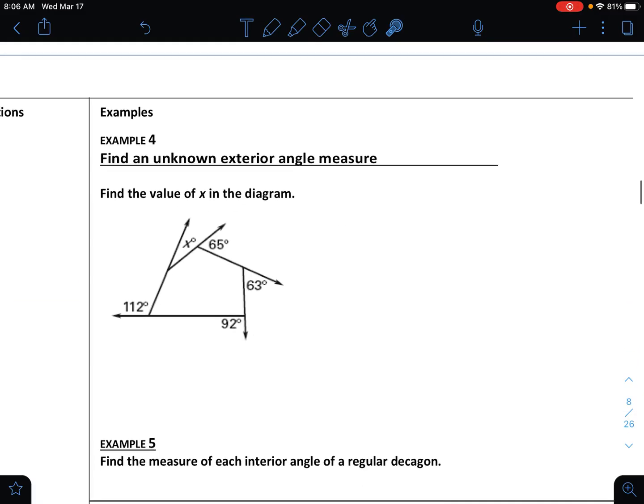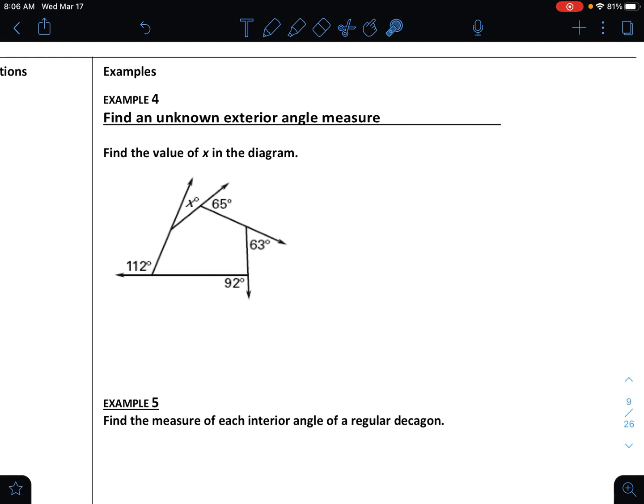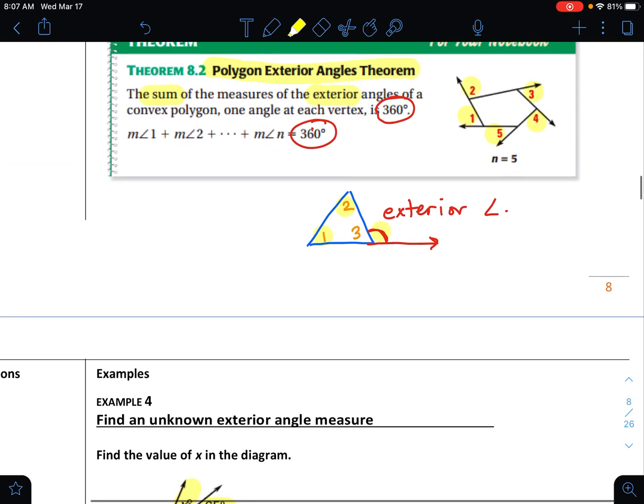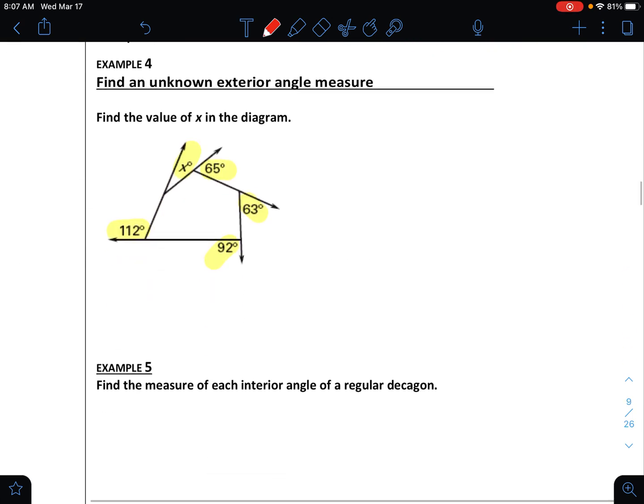All right, let's take a look at a few examples here. So the key on these problems is to read whether you are using interior or exterior, or if you have a diagram, use your diagram. All right, find an unknown exterior angle. Okay, so find the value of x in the diagram. So what I see here, these are all exterior angles. So I am going to have to add them together because I know here that they add up to 360. Okay, so I can write an equation.